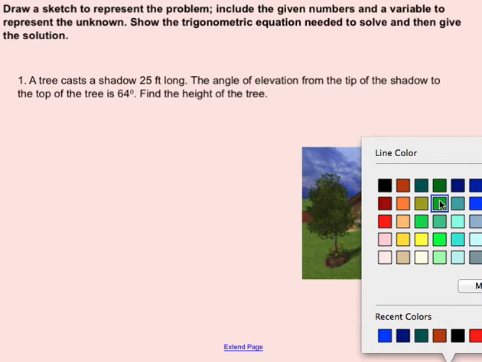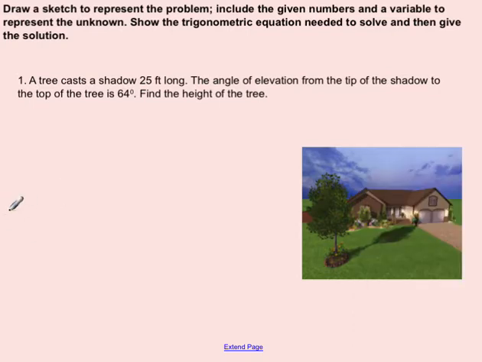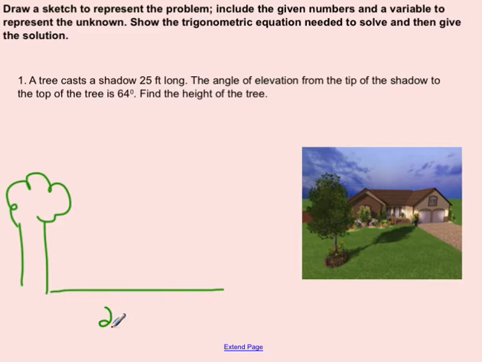A tree casts a shadow 25 feet long. So here is my tree, it's green, because it's healthy. It casts a shadow that's 25 feet long. So right here represents our shadow. The angle of elevation from the tip of the shadow to the top of the tree is going to be 64 degrees. Find the height of the tree.